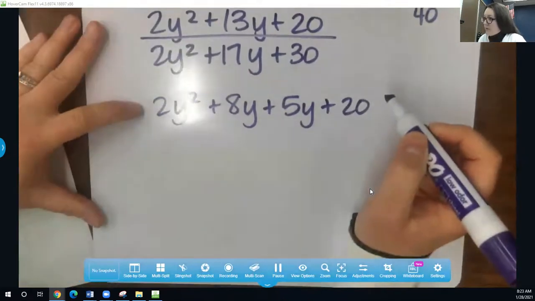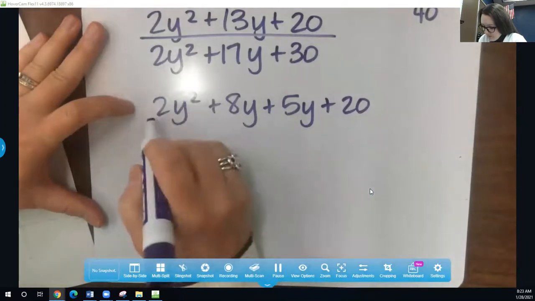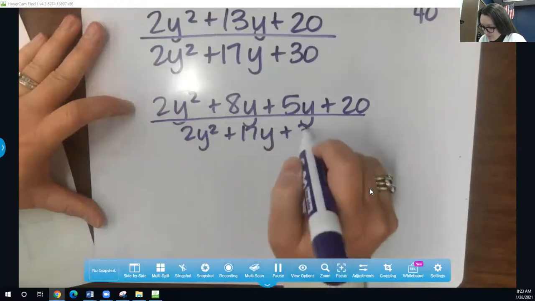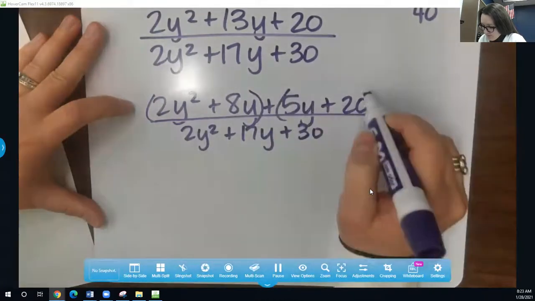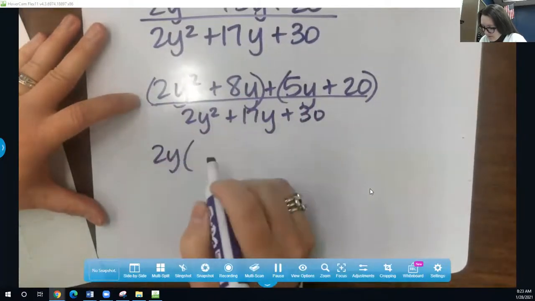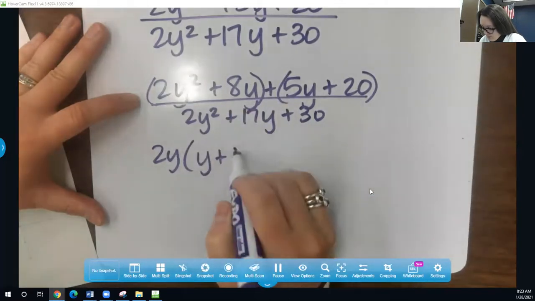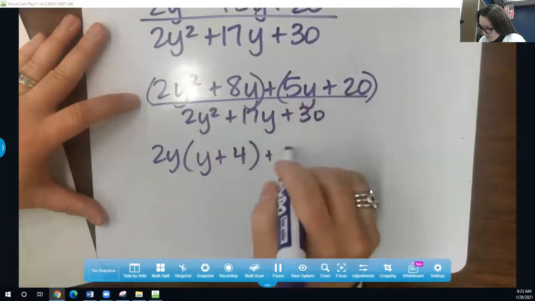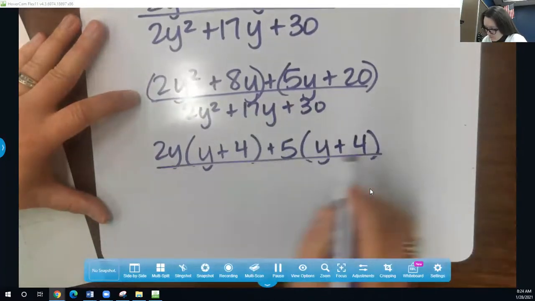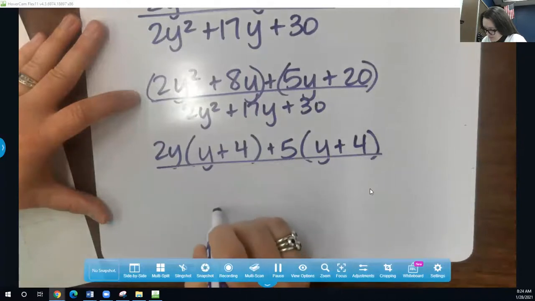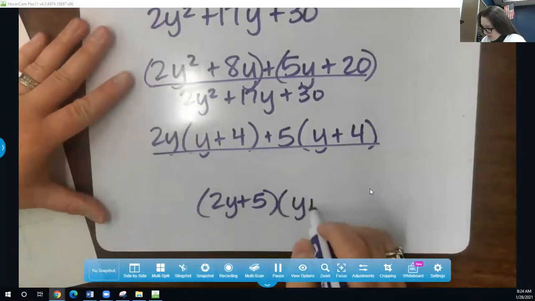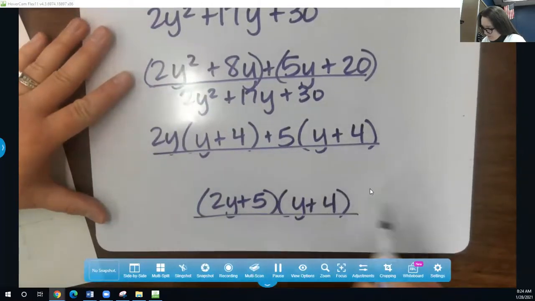Now I'm going to factor by grouping. I'm going to keep this as my numerator, 2y squared plus 17y plus 30. It doesn't get hard, it just gets a little bit busy, right? I'm going to factor out what I can from the first two: 2y, and now I have a y plus 4 in the back. Now I can factor out a positive 5 here, and I get a y plus 4. So my factored form is 2y plus 5 and y plus 4. Make sure you can see that. That's my factored form for my numerator.